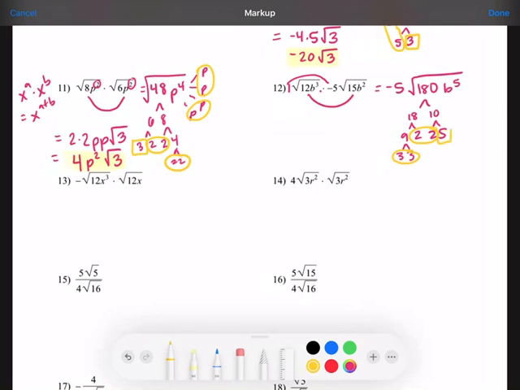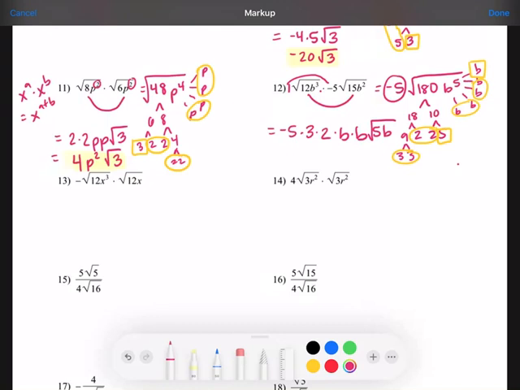The 9 splits into 3 and 3. So if I'm making groups of 2, I have a set of 3's, a set of 2's, and a 5 left over. When I look at b to the fifth, I have 5 b's. 1, 2, 3, 4, 5. These 2 b's make a pair, these b's make a pair, and I have 1 b left over. So to rewrite this expression, I have -5 out in front times 3 times 2 times b, and then inside the square root I have 5b.